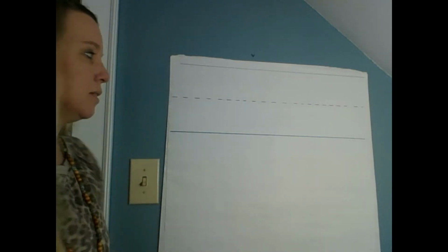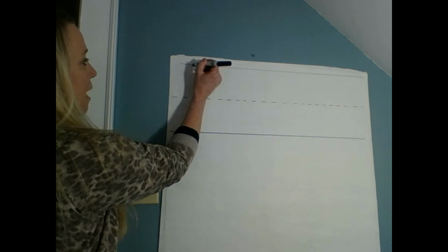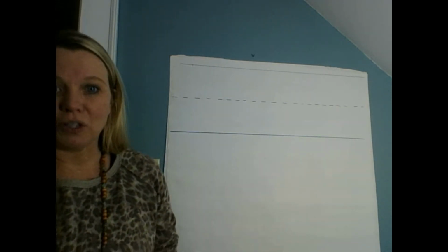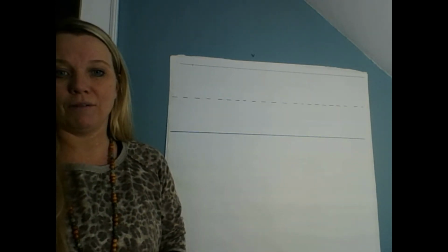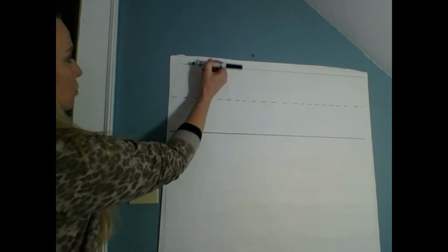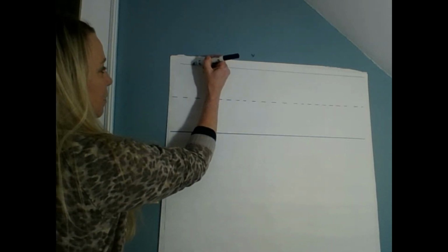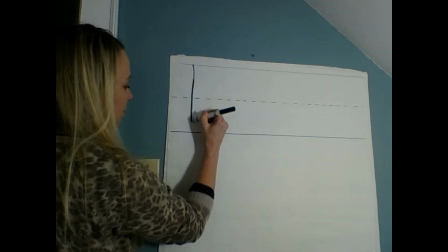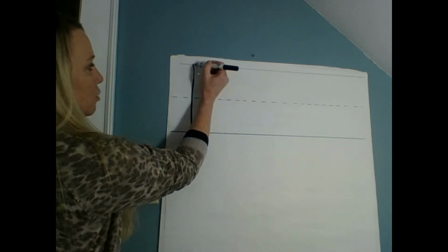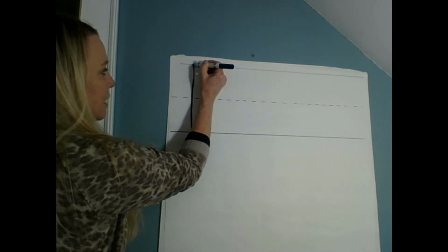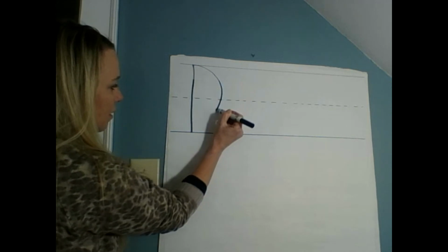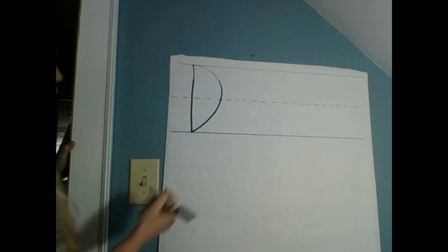All right, so for the capital D, again, we're going to start at the very top. Does that all sound familiar? You're going to start at the top more often than not. And you're going to take your line down, pick your pencil back up, go to that dot, and then you're going to make your D a curve to that bottom line.